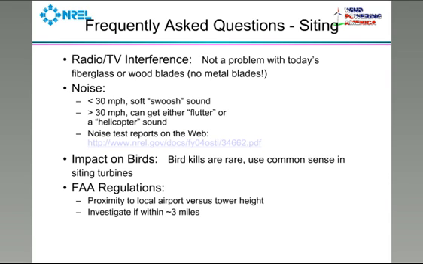Frequently asked questions on siting. Not too many issues with radio and TV interference because the blades are wood or fiberglass, so they're transparent to the radio waves. Noise can be an issue depending on the turbine, and it's probably a bigger issue with small turbines than with large turbines. The smaller turbines have higher RPMs, and so they're actually a little bit noisier than the larger turbines.